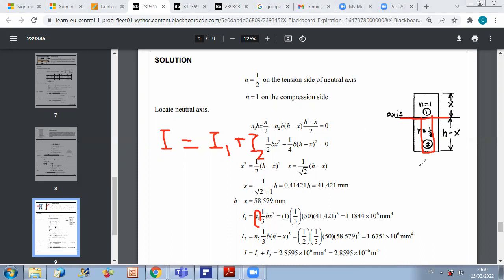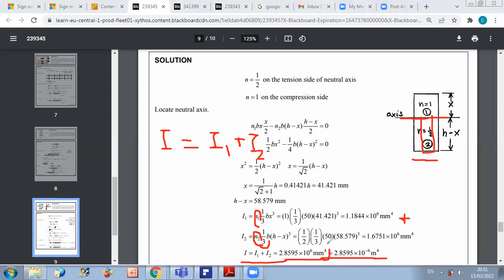However, for the second part, the width is modified. It's multiplied by n2, which is half. So n2 times b is the modified width, times 1 over 3 the height cubed. The height is h minus x, put to the power 3, to have the inertia of part 2 about the neutral axis. And now, of course, we add these two values to get the total inertia of the modified section about the neutral axis.